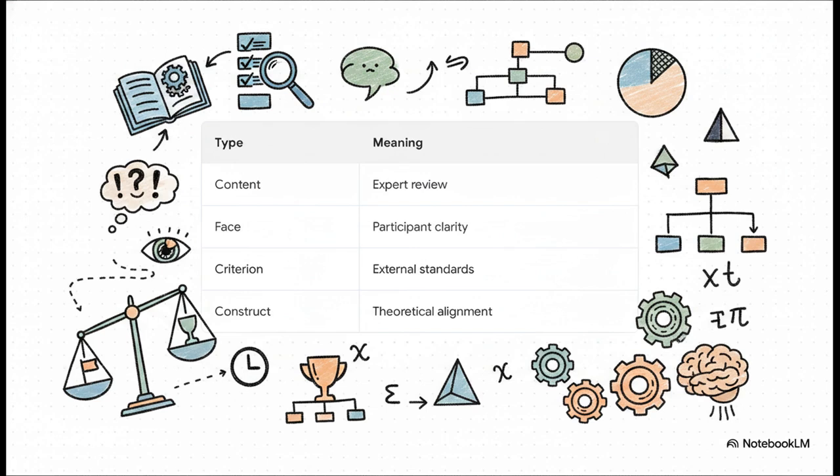You might start off with content validity through expert review, or maybe face validity to make sure it's clear to participants. Though, keep in mind, face validity is definitely the weakest form of evidence. To truly prove construct validity, you actually have to collect convergent and discriminant evidence, mathematically demonstrating that your data behaves exactly as the theory predicts.